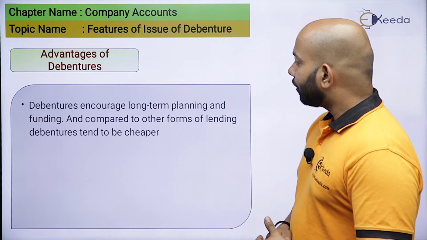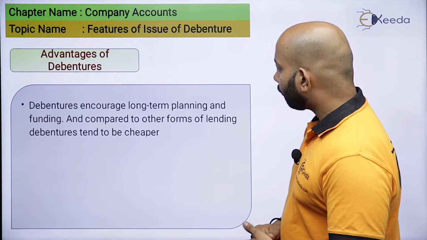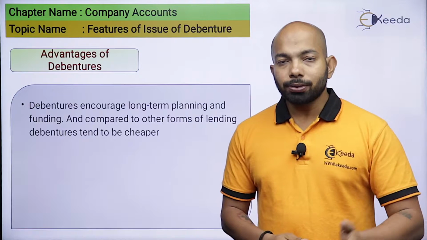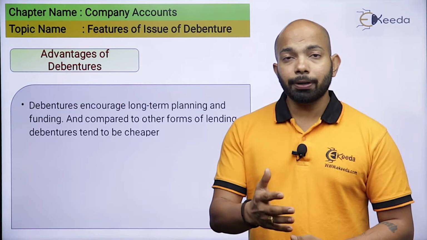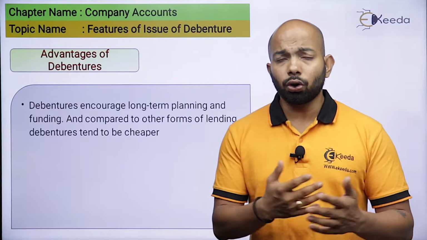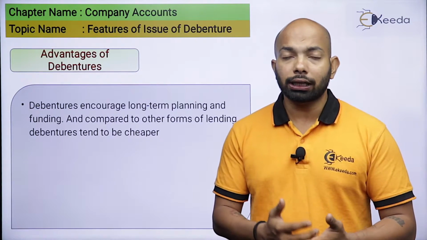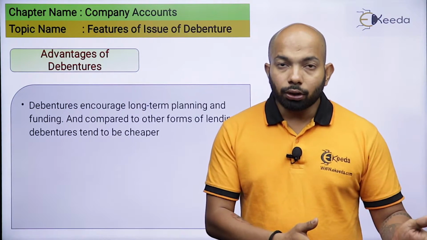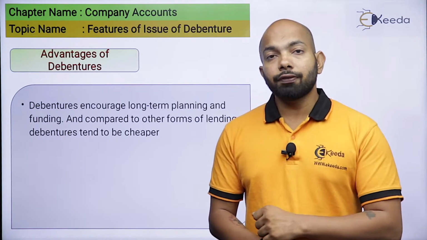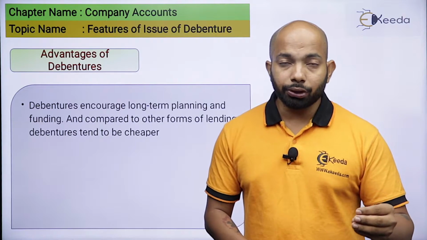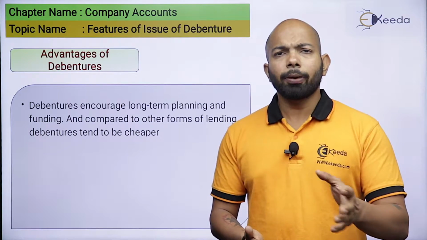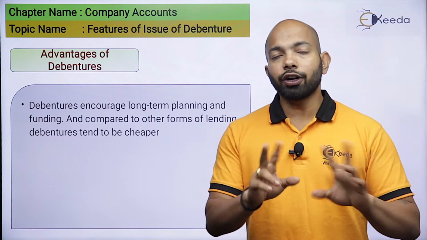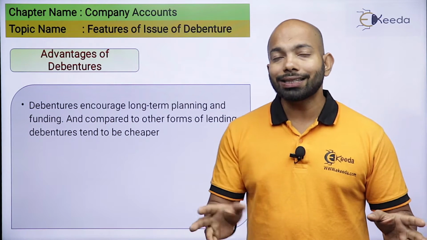Debentures encourage long-term planning and funding, and compared to other forms of lending, debentures tend to be cheaper. Now, if you're taking a loan from some random financial company, you might be charged 22%, 32%, or any percent that they feel fit for you. But if you're going for a specific loan from a specific bank which is reputed, which has knowledge of all these things, you might be charged at a rate of 13%, 14%, max 16%. Now, the difference between these two is that one is cheaper, one is expensive.